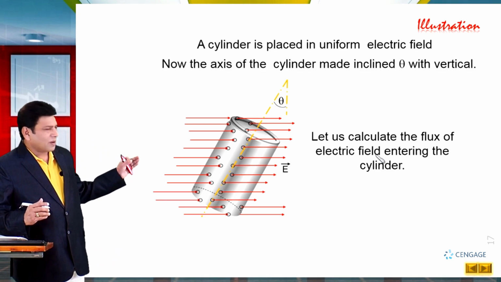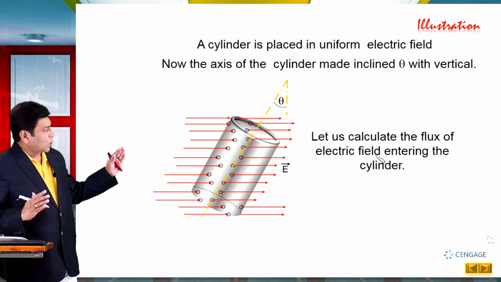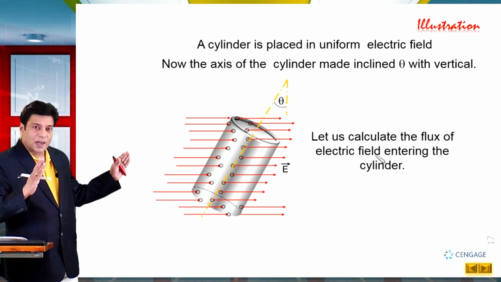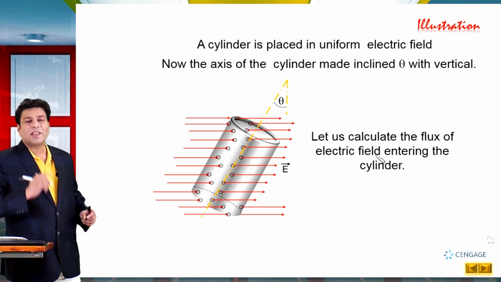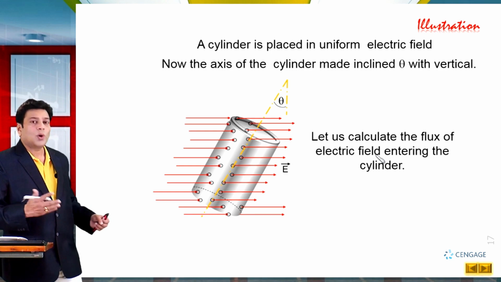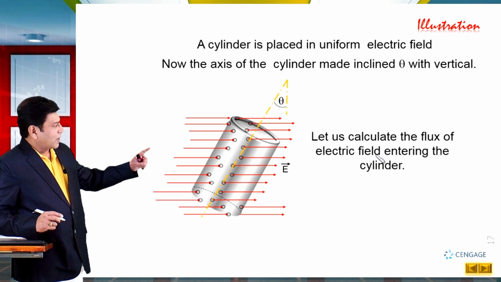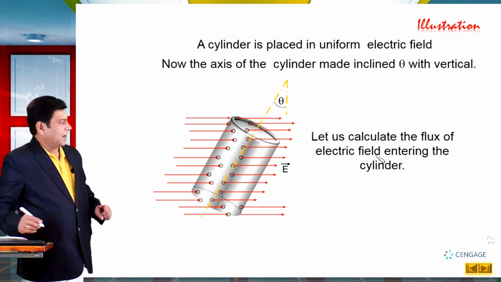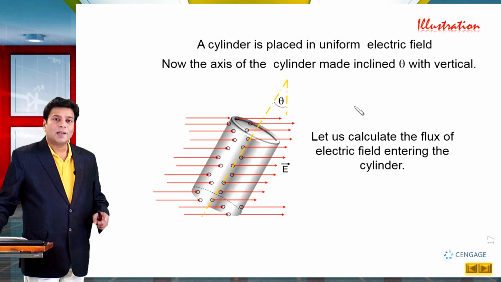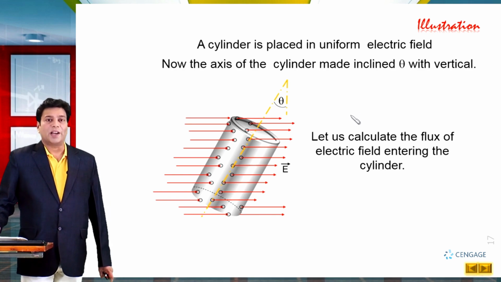Because the incoming flux is equal to the outgoing flux. That is, the number of lines entering the cylinder is equal to the number of lines leaving the cylinder. Also, there is no charge inside the cylinder, so net flux should be equal to 0. But we are asked to find the flux entering the cylinder. So let us make the assessment of the flux when the cylinder is in vertical orientation.